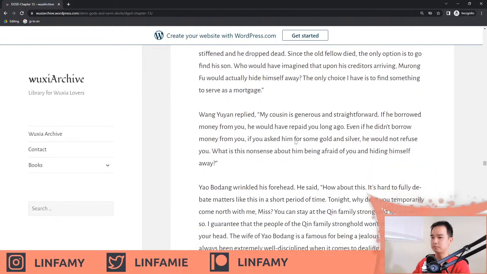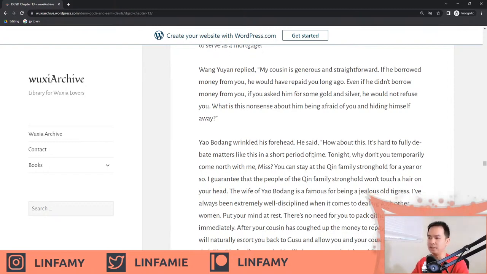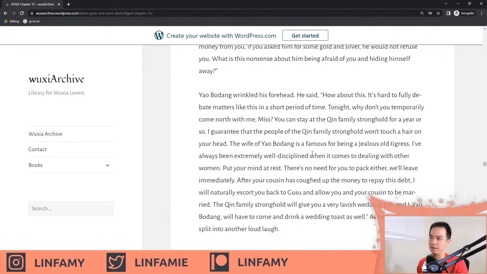Wang Yuyan replied, "My cousin is generous and straightforward. If he borrowed money from you, he would have repaid you long ago. Even if he didn't borrow money from you, if you asked him for some gold and silver, he would not refuse you. What is this nonsense about him being afraid of you and hiding himself away?" Yao Bodang wrinkled his forehead. He said, "How about this? It's hard to fully debate matters like this in a short period of time.